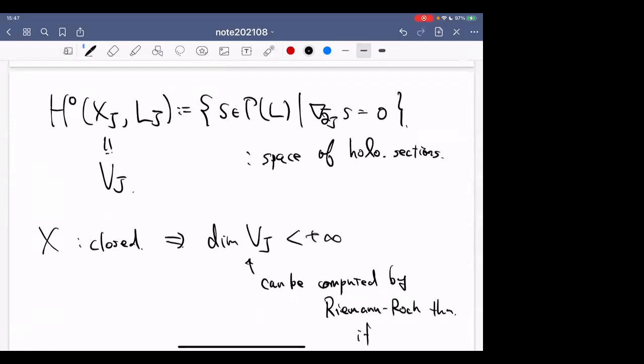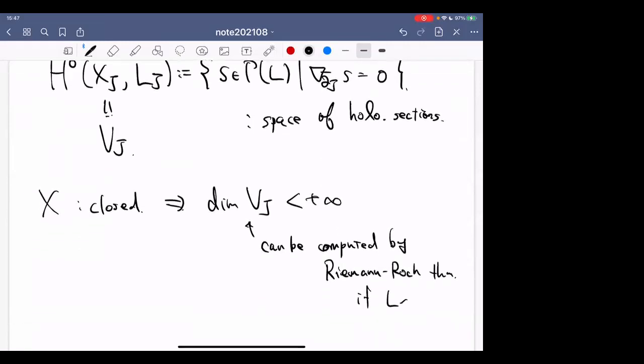If L tensor K_X inverse is positive, where K_X means the canonical bundle of X, then the Kodaira vanishing theorem holds, and by the Riemann-Roch theorem we can compute the dimension of V_J, and it is a finite value. So this is the first example of the structure.